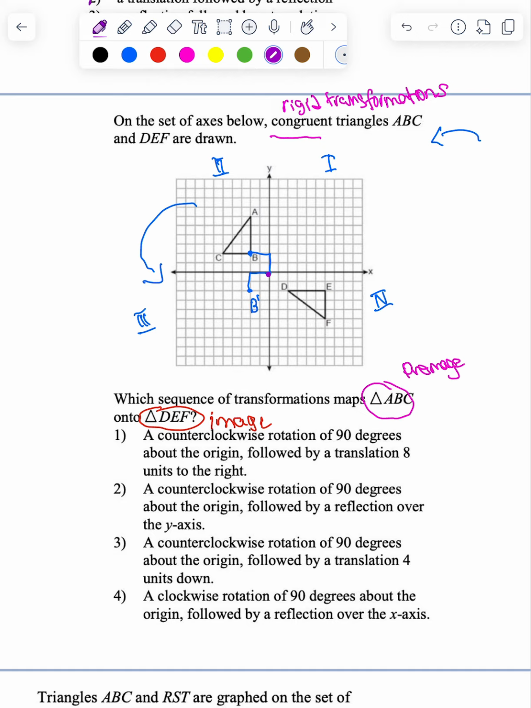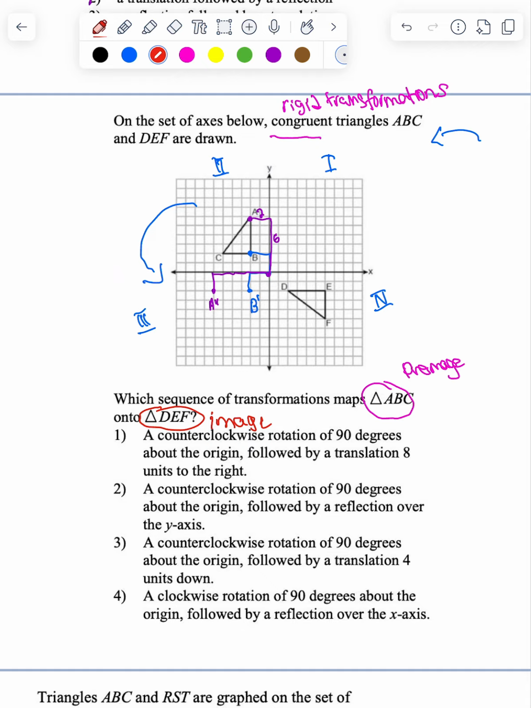I'm going to do the same thing. I'm going to count the spaces from the center to another point. I'll do A next. So that is 1, 2, 3, 4, 5, 6 up and 2 over. So I'm going to do the same thing. 1, 2, 3, 4, 5, 6. 1, 2. And I find where A double prime lands.